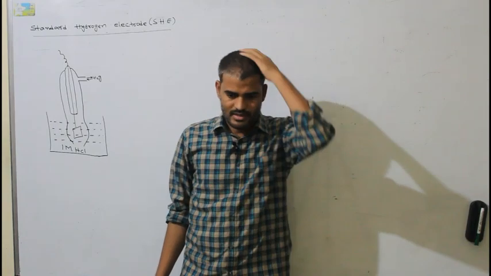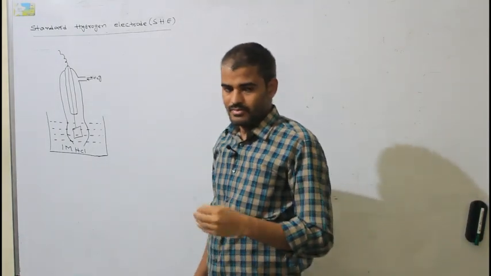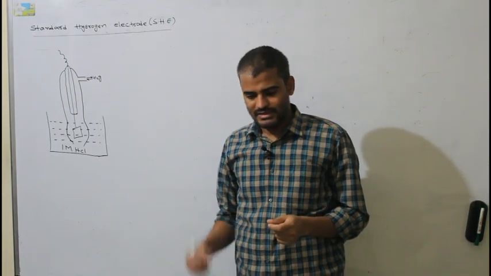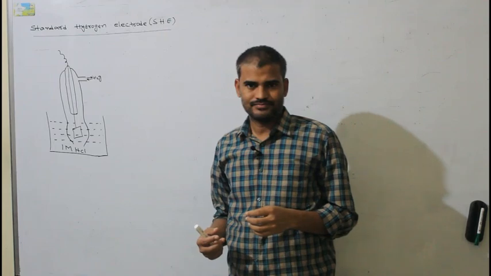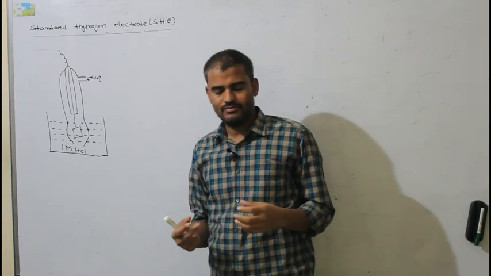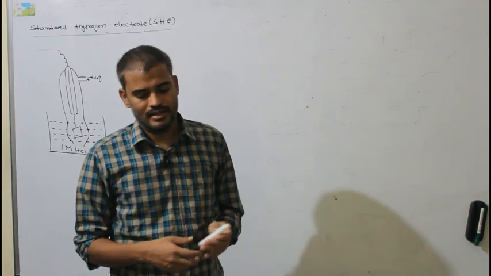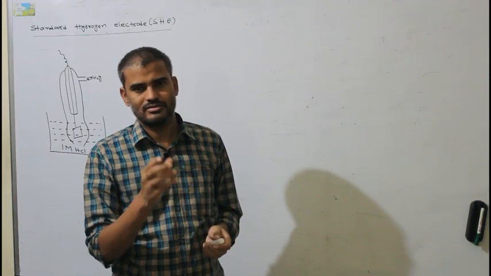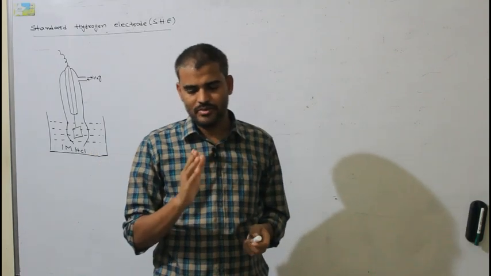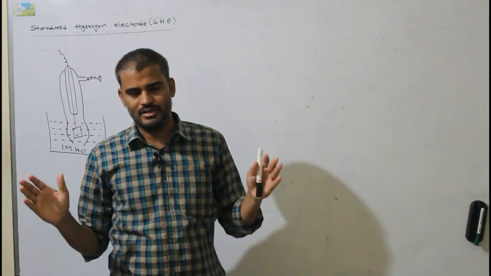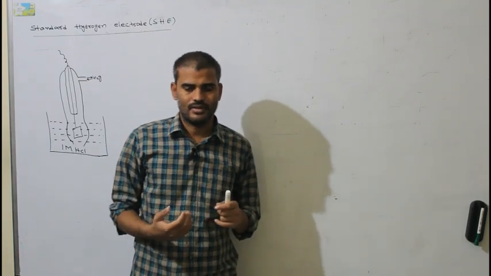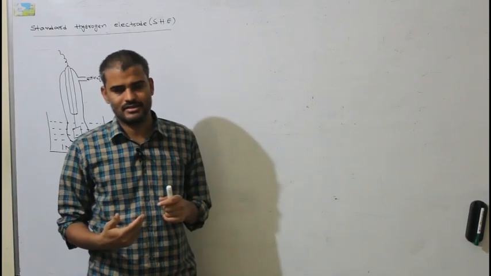For example, in the last class, the last topic, we discussed the Daniell cell, when zinc and copper are connected to each other. Zinc and copper are connected through an ammeter, and the current passes, and we have seen the value in the ammeter is 1.1 volt. That 1.1 volt is the cell potential of the copper-zinc galvanic cell.